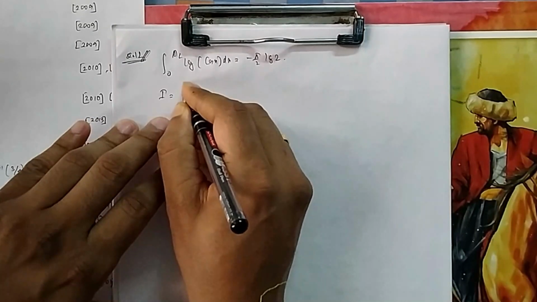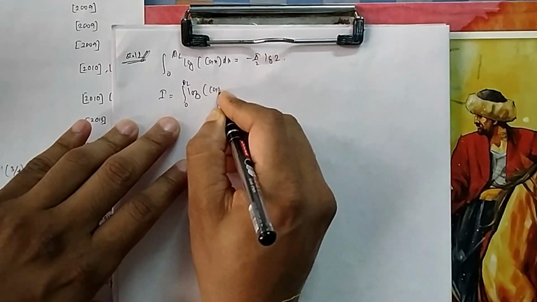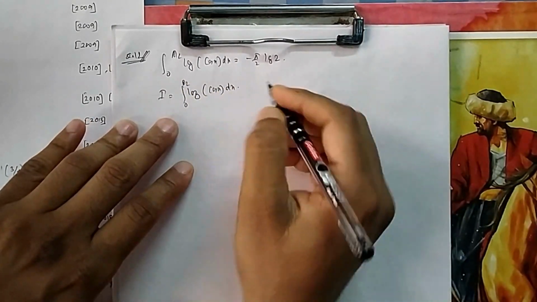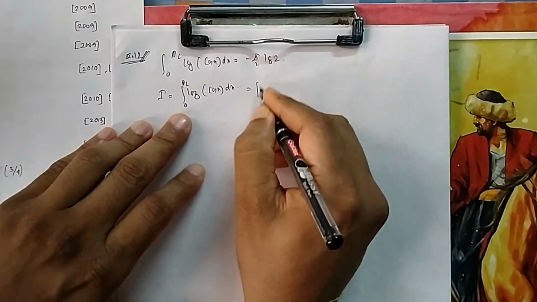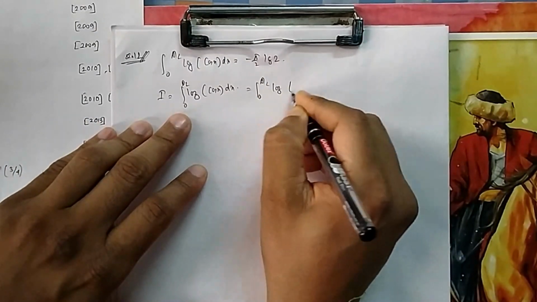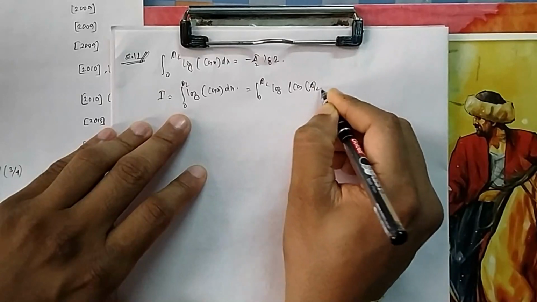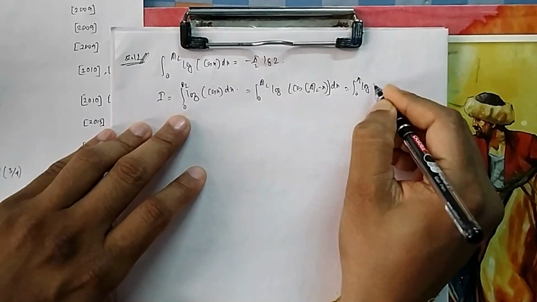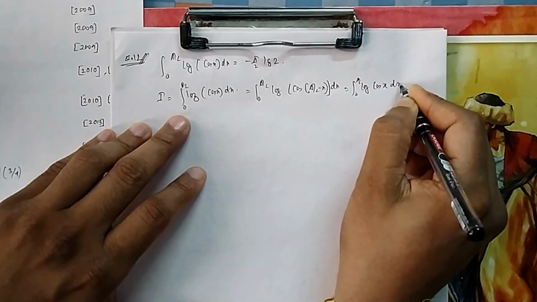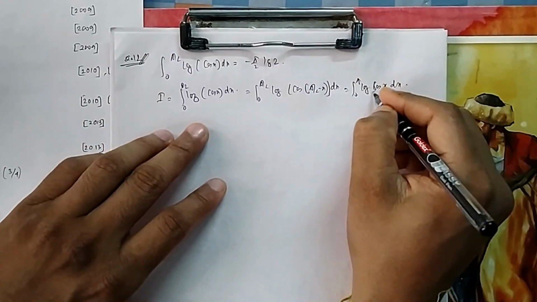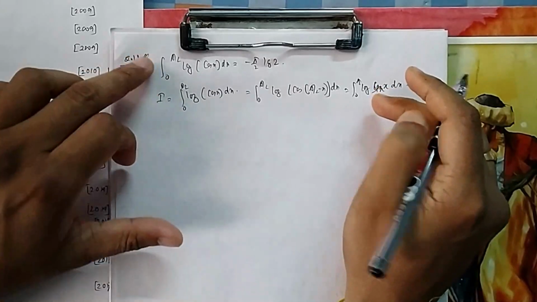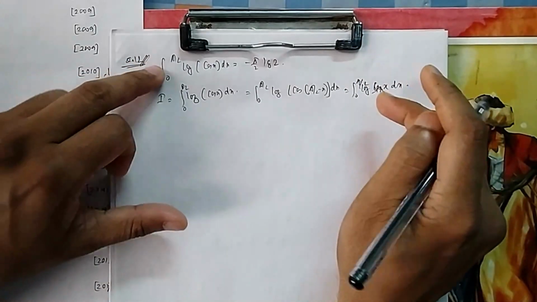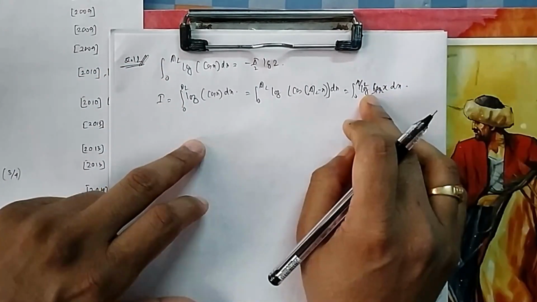So we try to apply this one. Suppose we take the left hand side integral, 0 to pi by 2 log cos x dx, as I. Now if we apply this King's rule, instead of x we put pi by 2 minus x, and it will be 0 to pi by 2 log sin x dx. So this and this will give you the same answer. Either you do this one or this one, in the exam it should be the same.